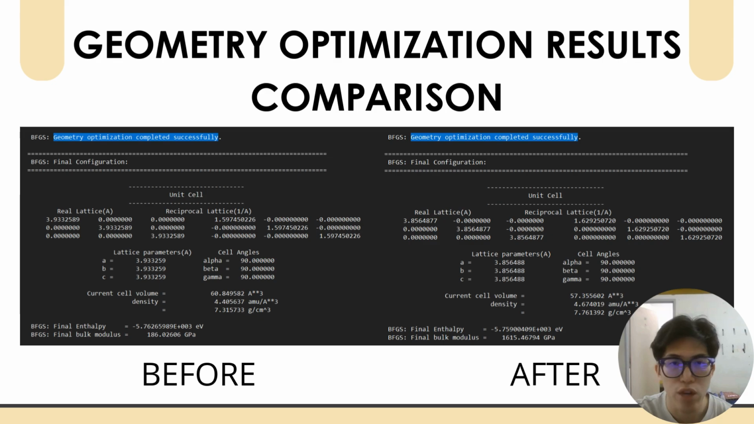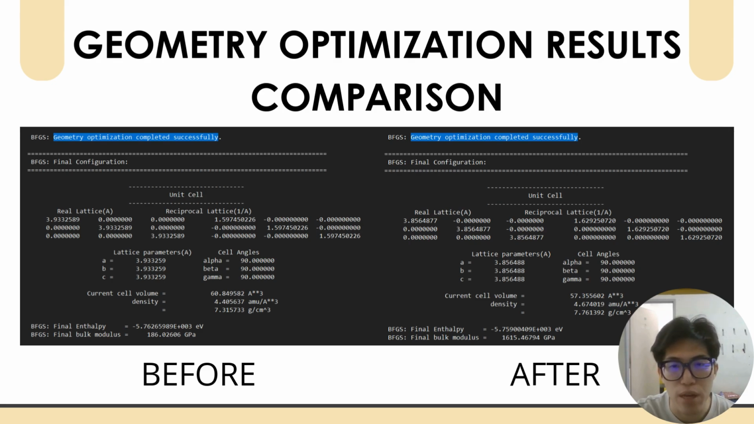Here are my optimization outputs. On the left is the final geometry before applying pressure, and on the right is the final geometry after applying 100,000 ATM. Now, I will be comparing the before and after condition. The cell volume decreased from 60.85 to 57.36, a reduction of 3.5, which is negative 5.74%. The density rose from 7.32 to 7.76 gram per cm cube, an increase of 0.45 gram per cm cube, or an increase of 6.092%. The mass is the same, but the volume decreased.